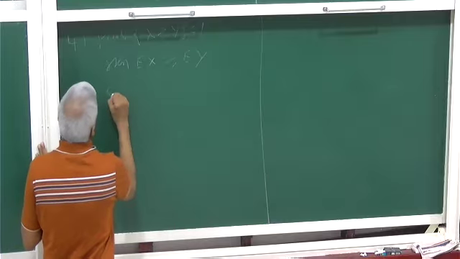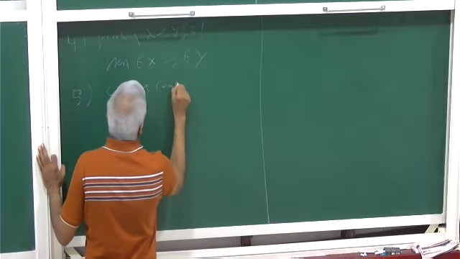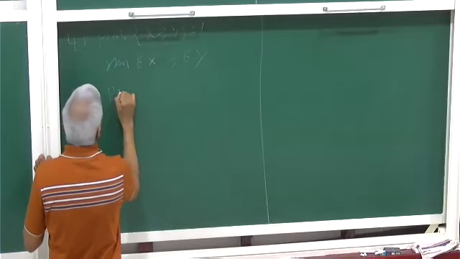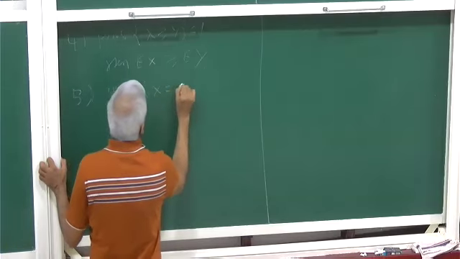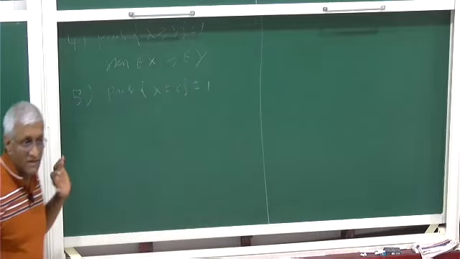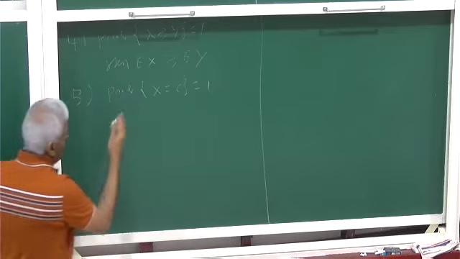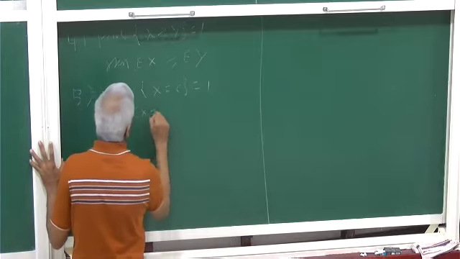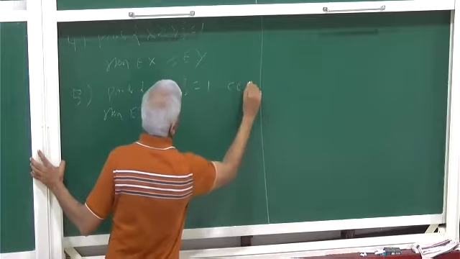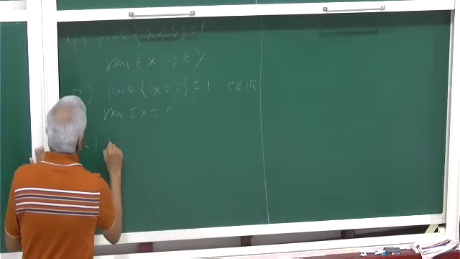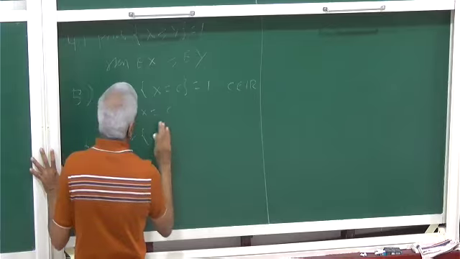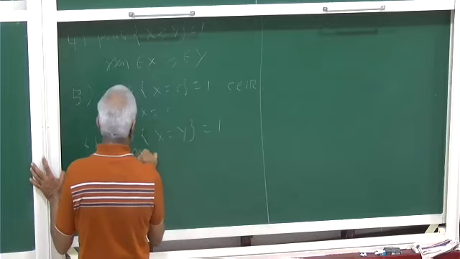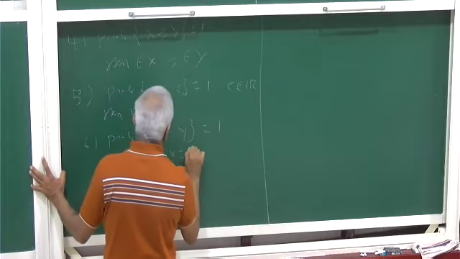Fifth one: if C is a constant random variable, that is, if probability of x equal to C equals 1. This is what a constant random variable is; it takes only the value C. Then, of course, it's clear Ex is C, where C is in R. And the sixth one: if probability of x equal to y equals 1, then Ex equals Ey.